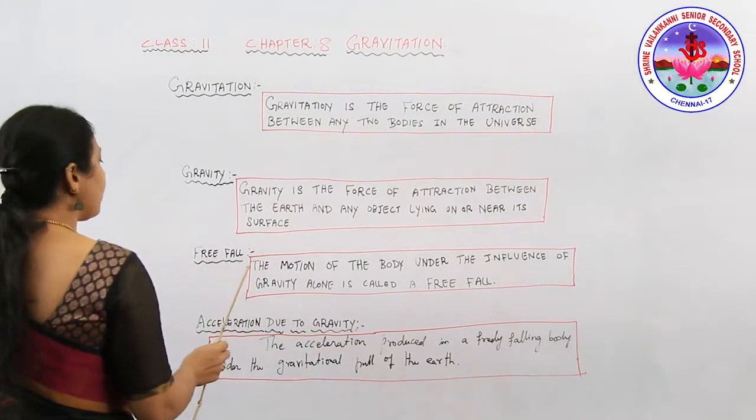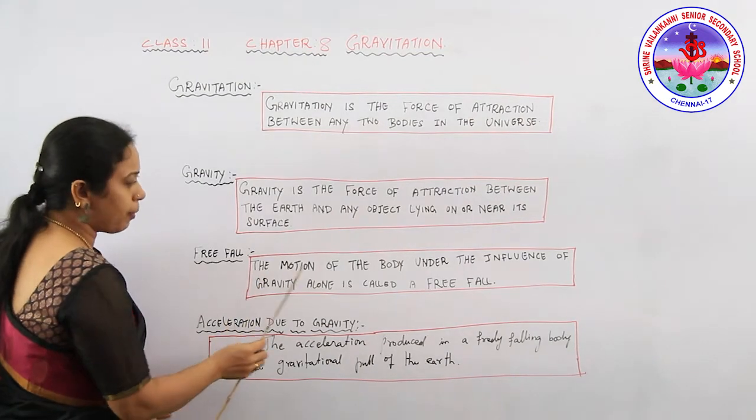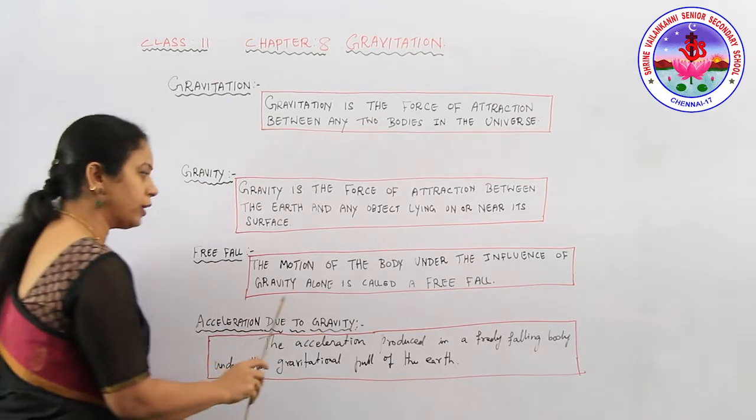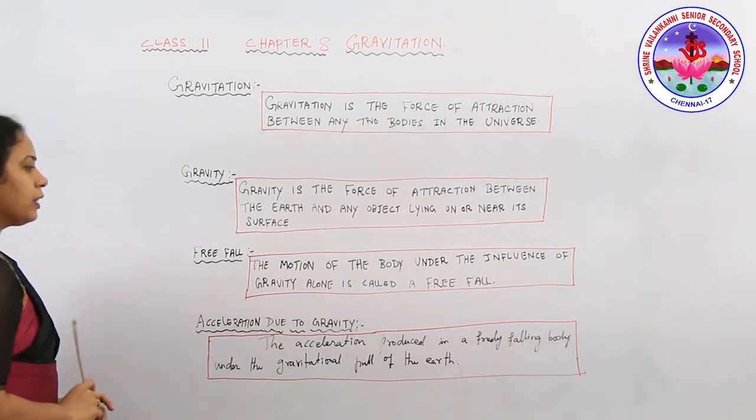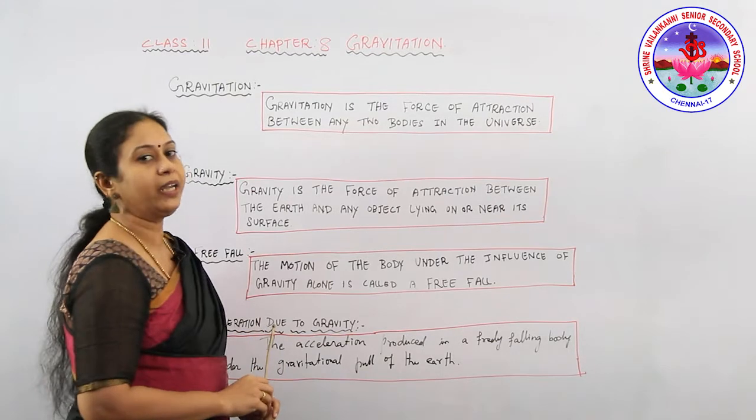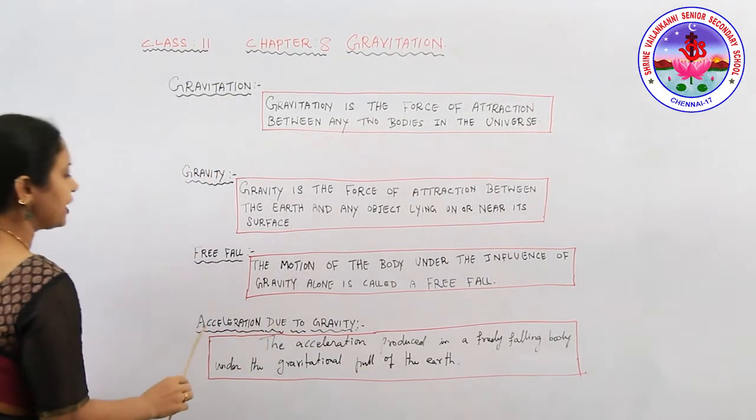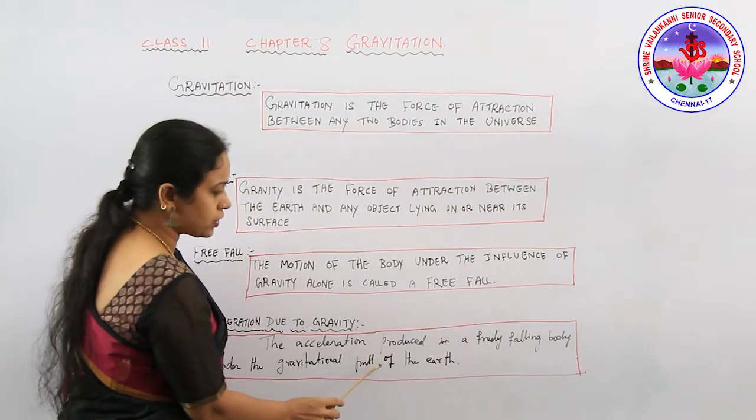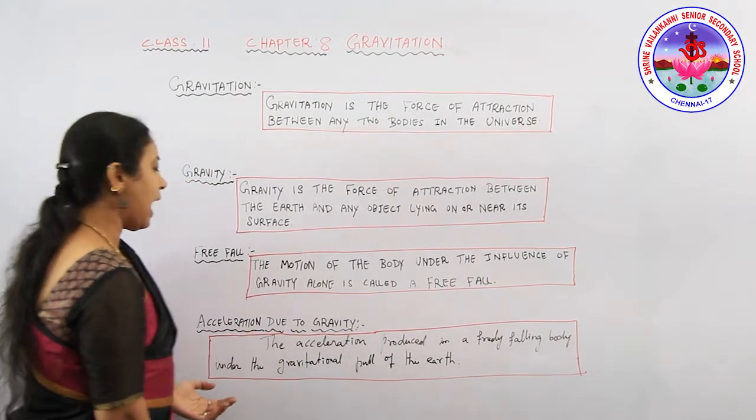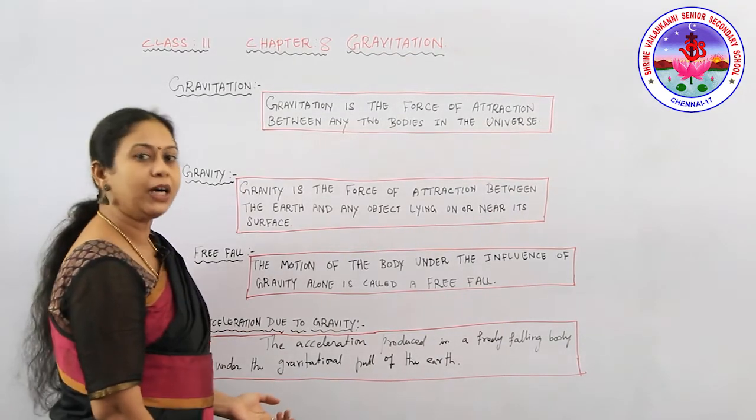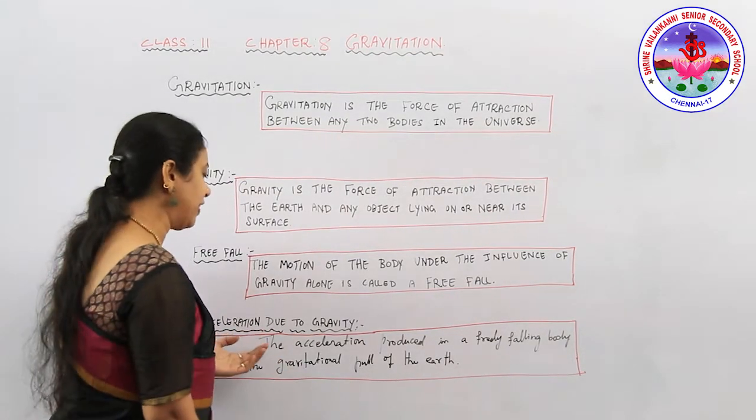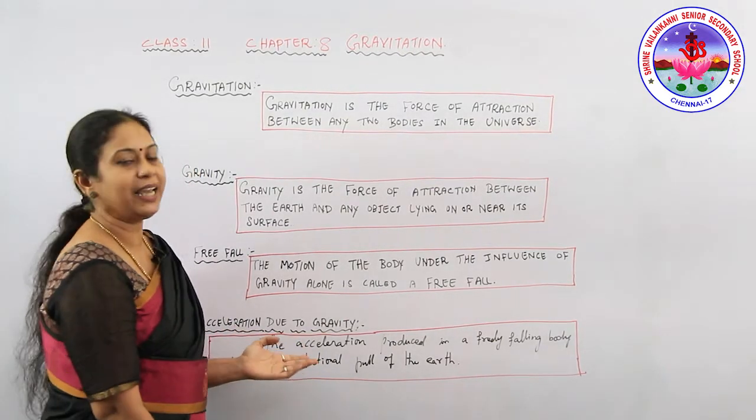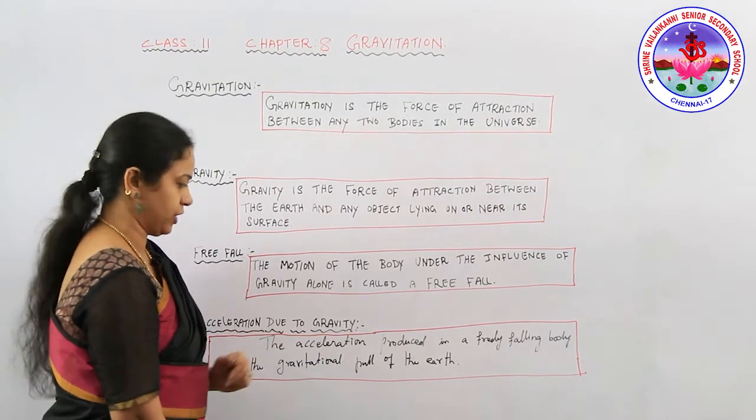Free fall. Free fall is nothing but the motion of a body under the influence of gravity alone. That we can say for a freely falling object. Acceleration due to gravity. The acceleration which is produced in a freely falling body under the gravitational pull of the earth is called acceleration due to gravity. We will see elaborately what acceleration due to gravity is.